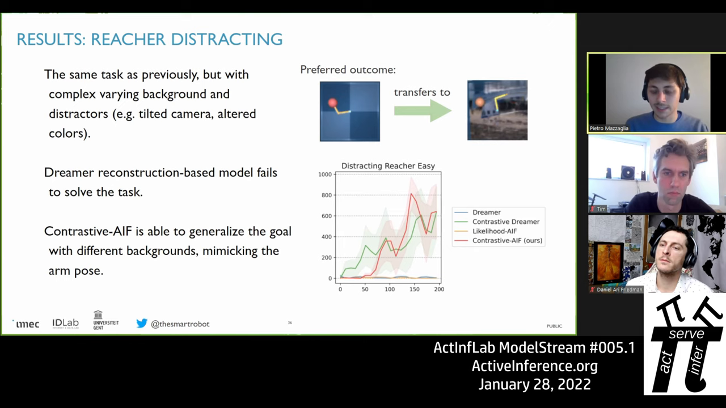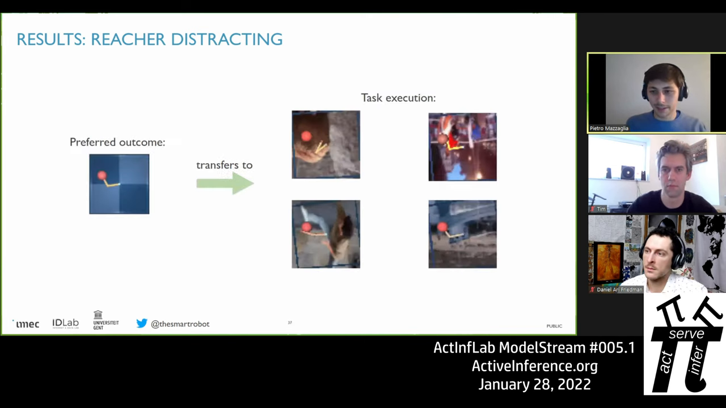So we see that the representation is actually learning what the pose of the robot should be and trying to match it in the future. And then here we see some videos of what's happening. We see indeed that the arm is oscillating a bit more, so it's a bit more difficult for it to assess that it's doing the right thing, but still the behavior obtained is quite good, I would say. So it's pretty much achieving the goal.